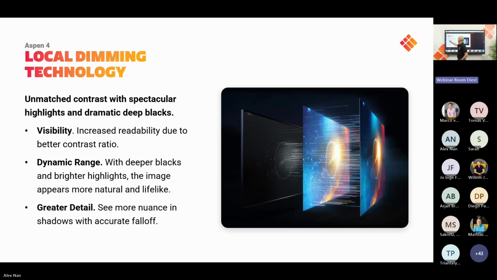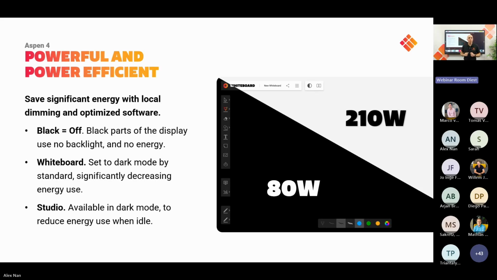And this gives you a much better visibility, because when you get a better contrast, again, it will be much more natural images that you will see. And also the details will be, because of this higher contrast, even better visible for the people in the room. Perhaps even more important is the power efficiency of the local dimming. Because, as I mentioned, black means it's off. So we turn off the backlight. And if the backlight is turned off, of course, there's no power consumption.